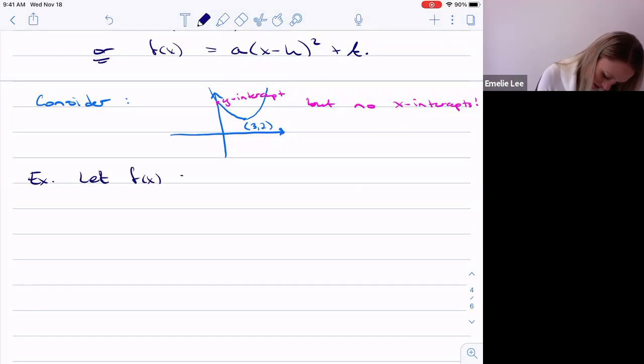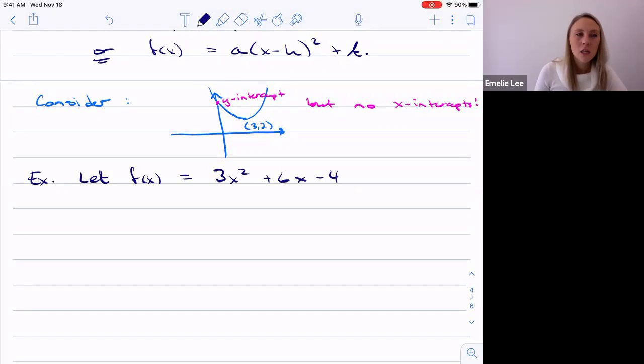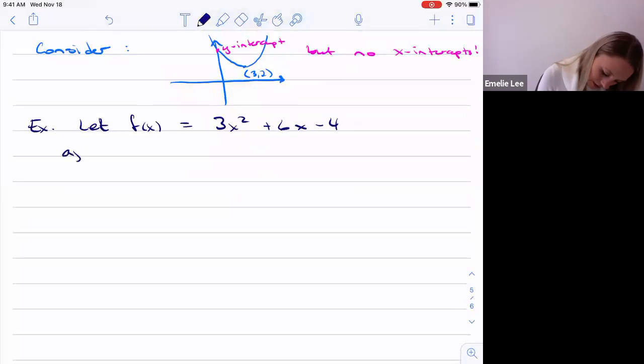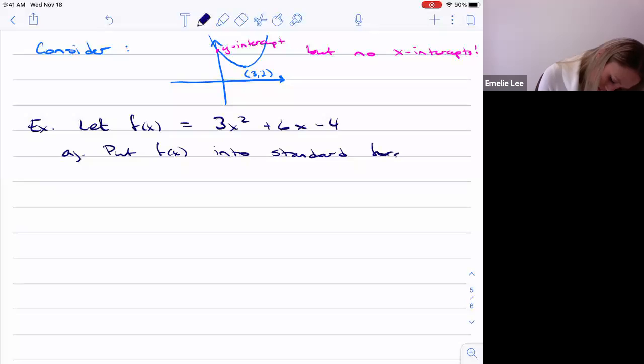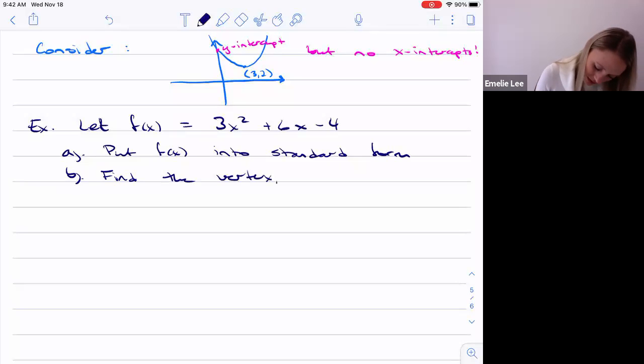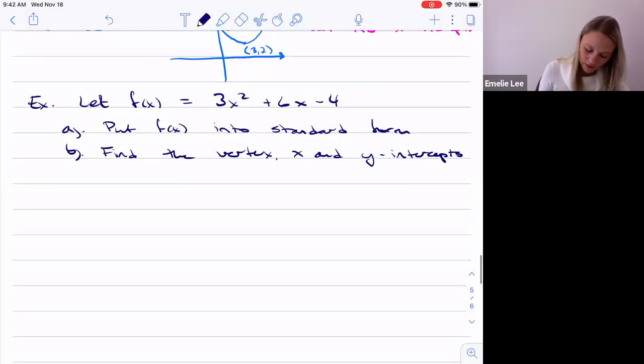Let f of x be 3x squared plus 6x minus 4. Part A, put f of x into standard form. Part B, find the vertex, the x and y-intercepts. Sketch the graph.